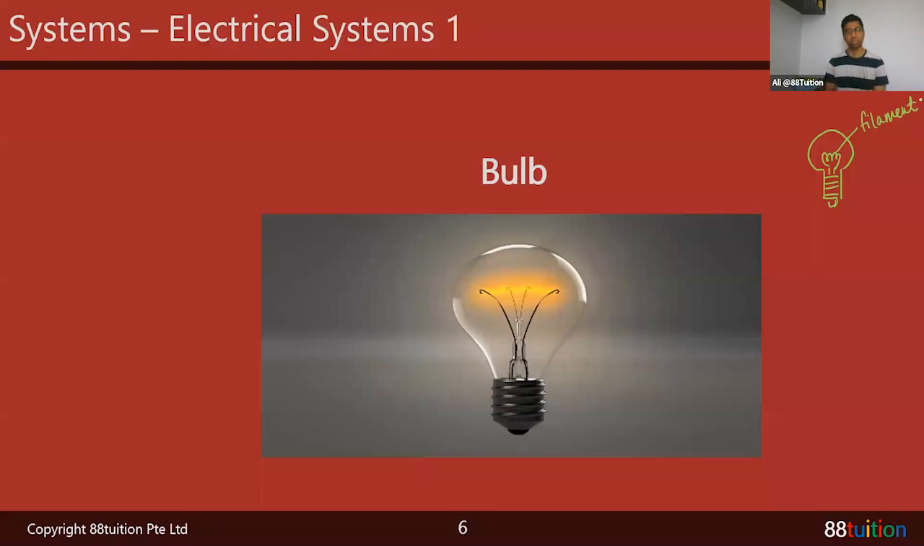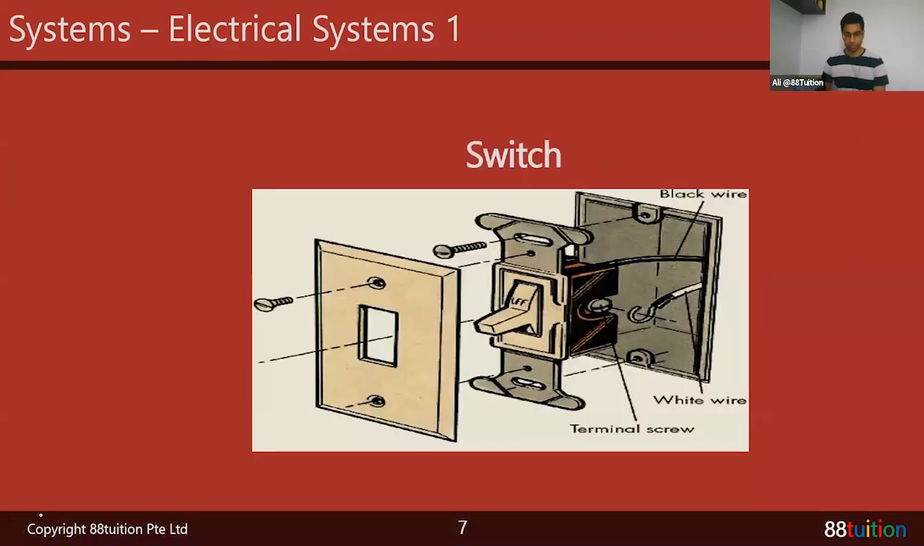The filament is what will heat up and light up. It can also blow up if you have too much electricity passing through it. Okay. This looks like I've broken up everything for you.